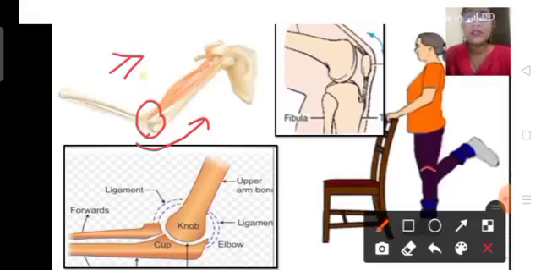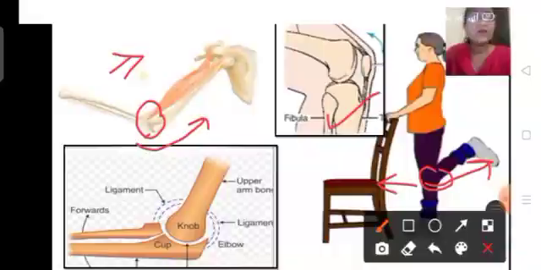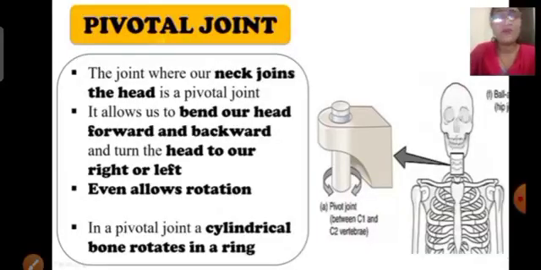Now look at this joint. This joint is also a hinge joint, present in the knee. Your knee joint is also a hinge joint, and due to this you can move your legs from this direction to this direction. You cannot move your legs in this direction because a hinge joint allows movement only in one direction. Okay, now let's move forward to the next joint.